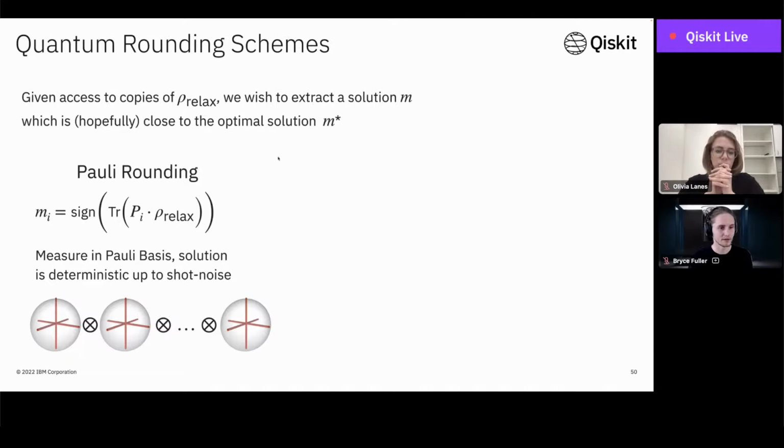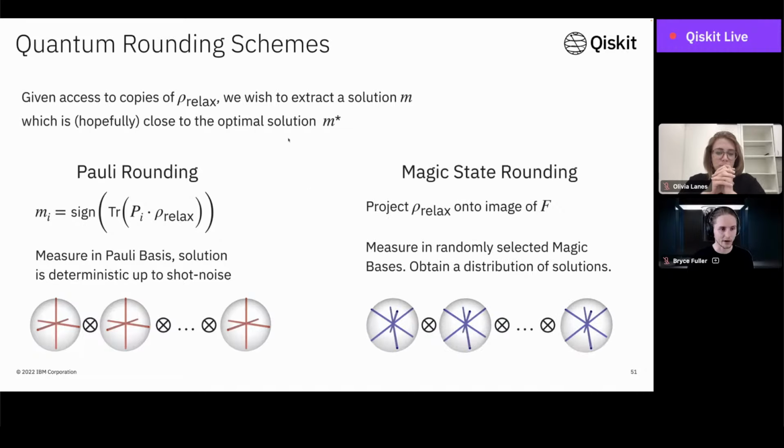However, there's another method that we showed, which is called magic state rounding, very provocatively named. And this one is a little bit more interesting in some ways because it comes with some extra guarantees on performance, right? But the idea here is that we are going to project our state ρ_relax onto the image of this embedding. In other words, we are going to project it onto a valid QRAC state and then measure that QRAC state, right?